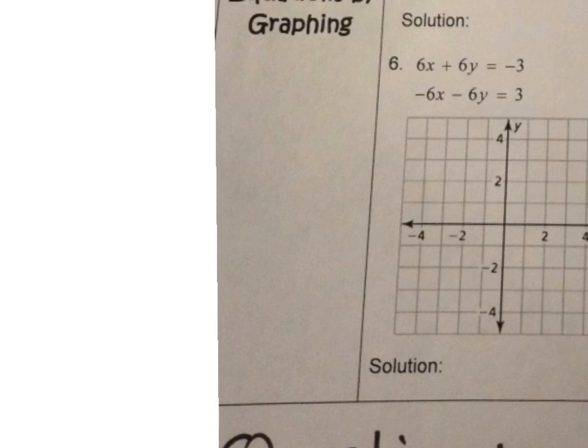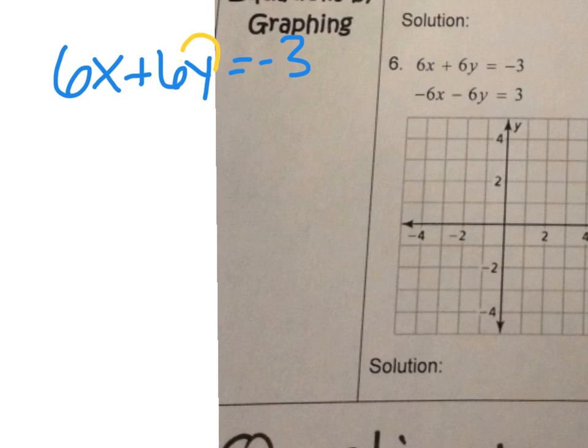Okay, now we have room to solve it out. So the first equation is 6x plus 6y equals negative 3. We need to get the y by itself. So let's move 6x to the other side by doing the opposite to get it to the opposite side. So minus 6x, and what we do to one side, we must do to the other.